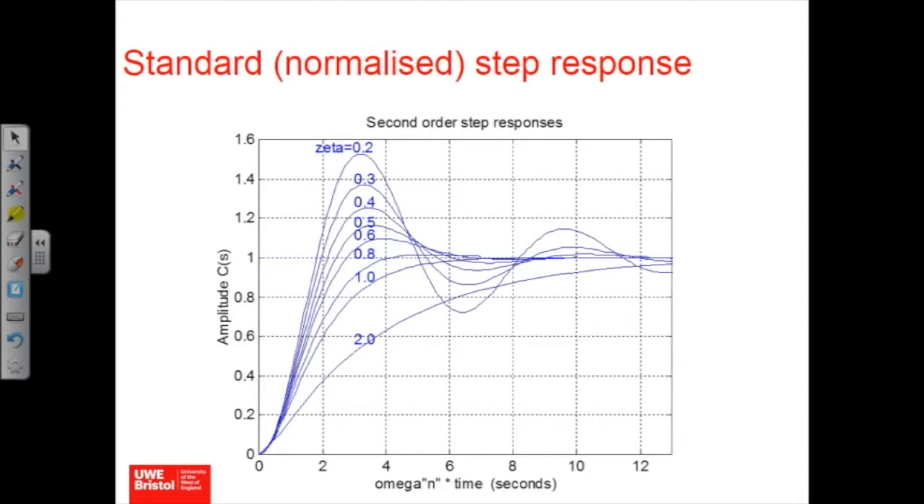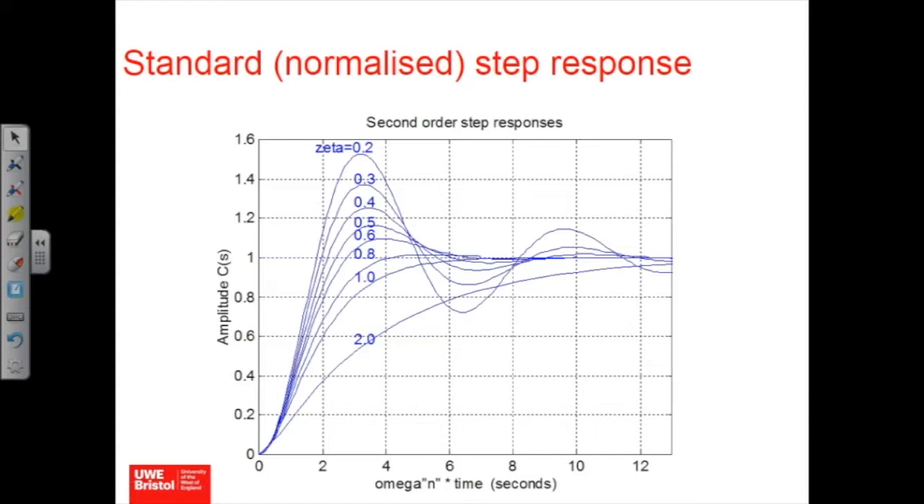And what I've got here is a family of curves for different values of zeta. So if I was to say to you this, and all these axes are normalized. Okay, so all normalized around a final value of 1, and the time axis is actually not time at all, it's time times natural frequency omega n.